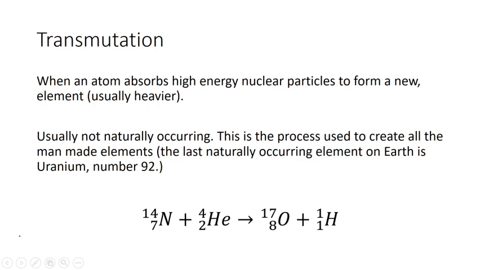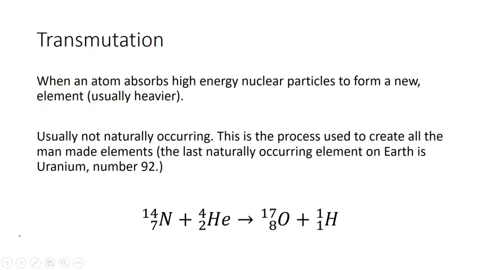And then last, transmutation. This is when an atom absorbs higher energy nuclear particles to form a new element, usually a heavier one. This tends to not be naturally occurring. This is the process used to create all the man-made elements.